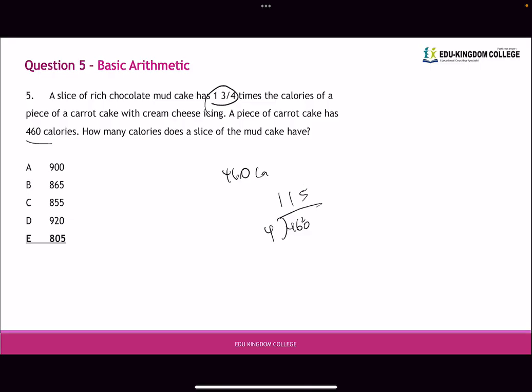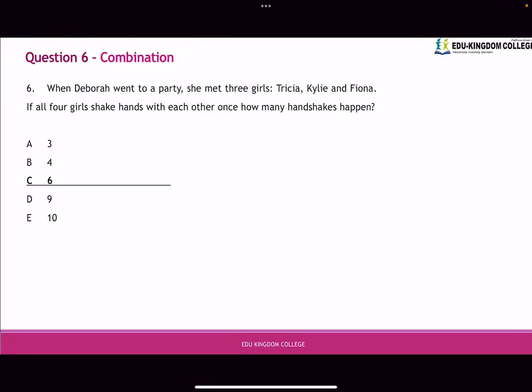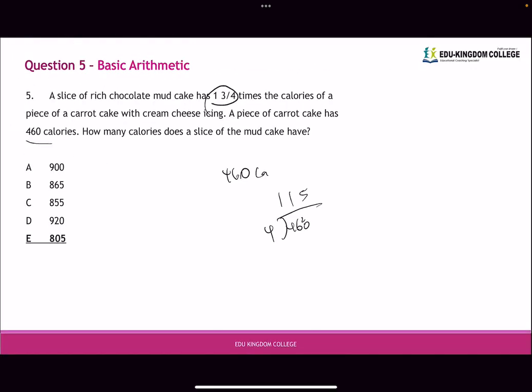So 3/4. So this is 1/4. I do not know why it's still doing that. Sorry. So 115 times 3 equals 3/4. So that is 345. And that's 1 3/4, not just 3/4. So it's going to be 460 plus 345, which is 805.